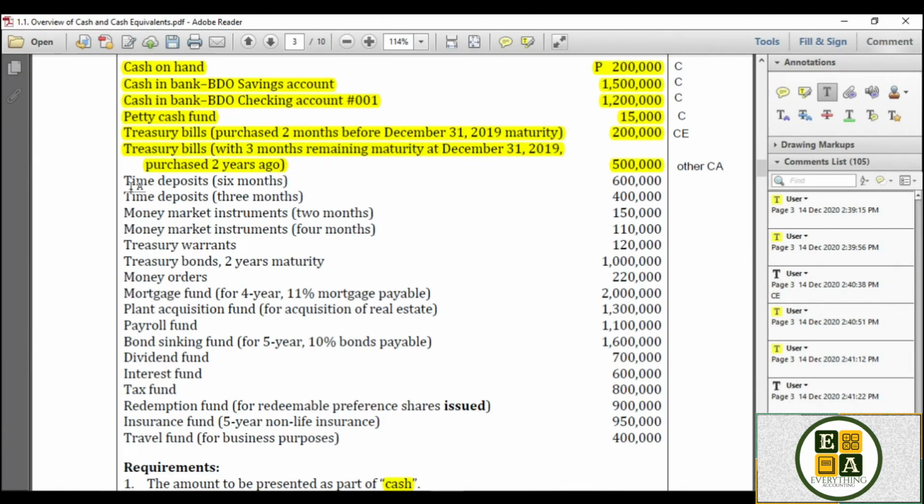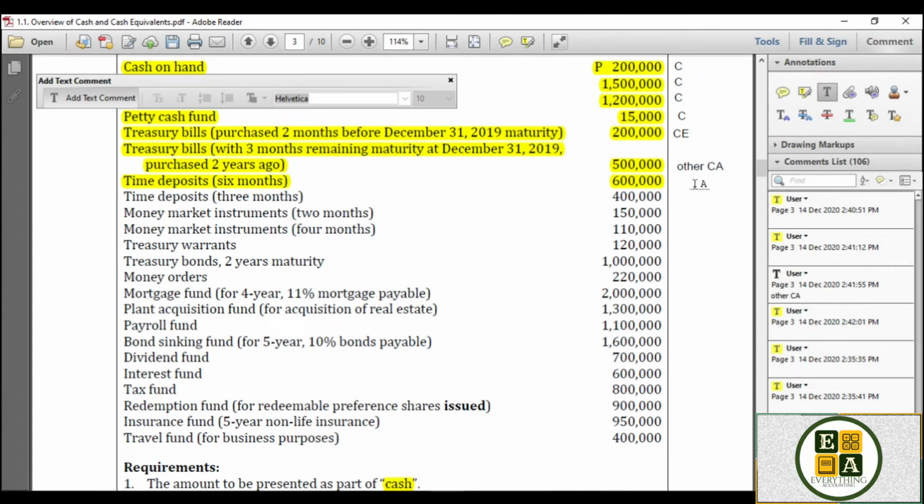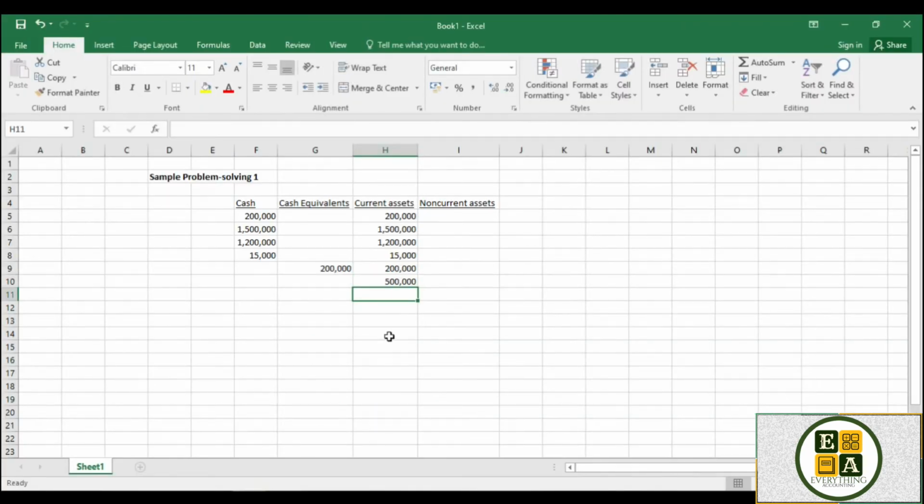Then, we also have here time deposits. Time deposits, pero yung description niya 6 months. Okay? 6 months. Pag ganon, item siya ng cash equivalent sana, kaso kasi 6 months eh. So, we're going to qualify this one as other current asset. Okay? Other current asset. So, 600,000 under the column of current asset.